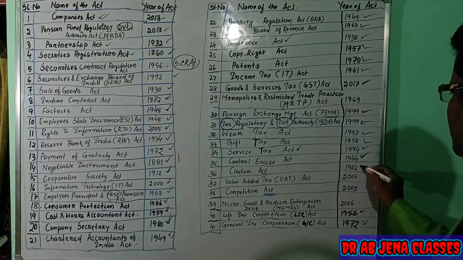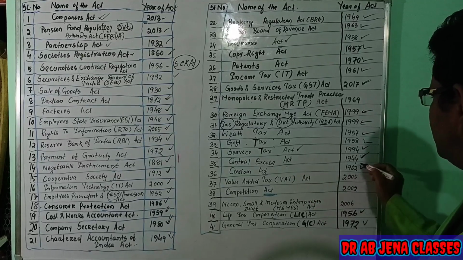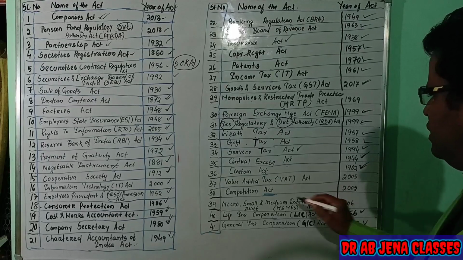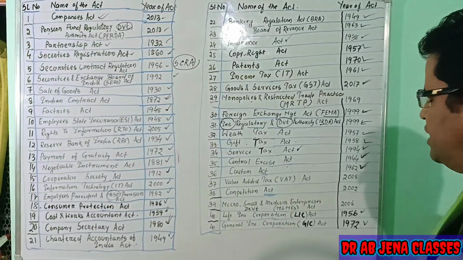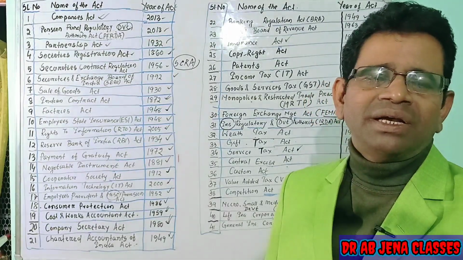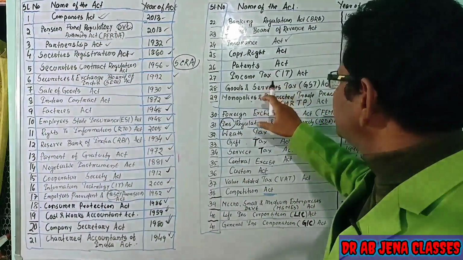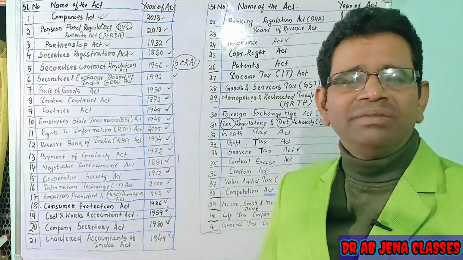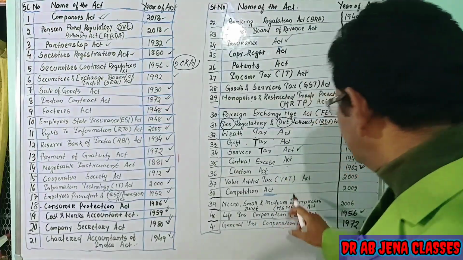Then the Customs Act is 1962. So VAT stands for Value Added Tax. Now 17 indirect taxes have been subsumed, or rather GST has replaced 17 major indirect taxes. So that is the VAT.